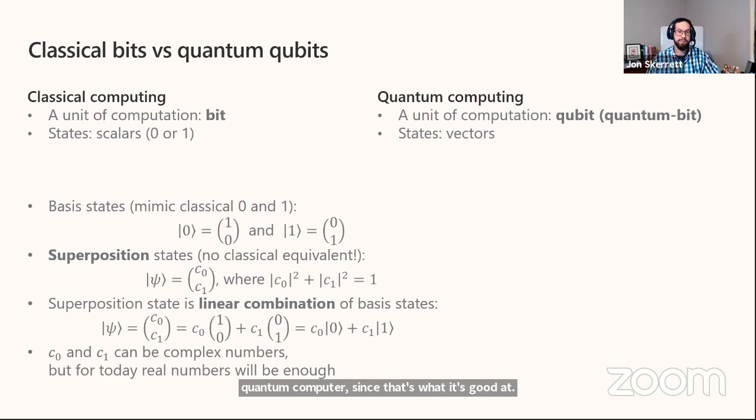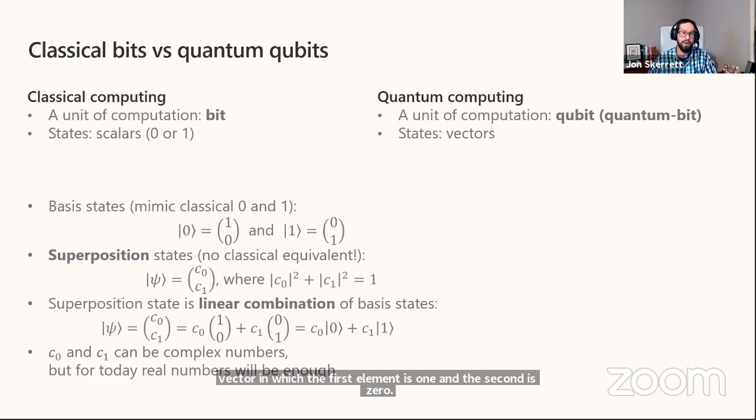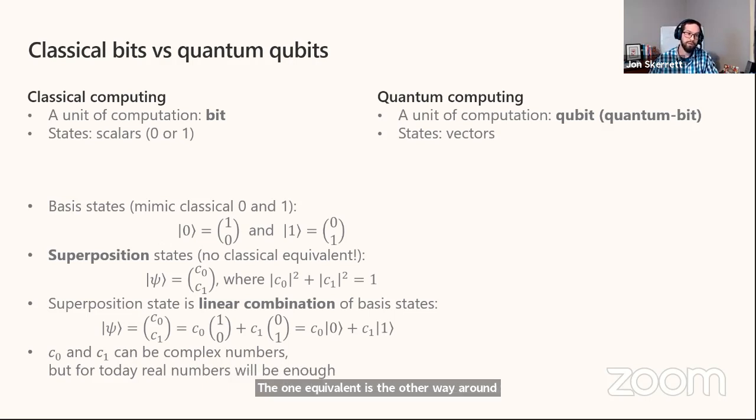So those states that mimic 0 and 1 are called basis states. They're column vectors. The 0 state is a column vector in which the first element is 1 and the second is 0. The 1 equivalent is the other way around. The first element is 0 and the second is 1.